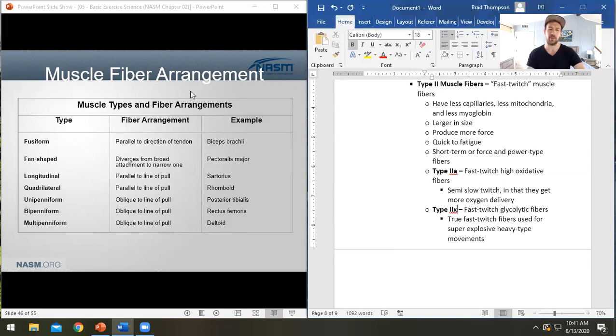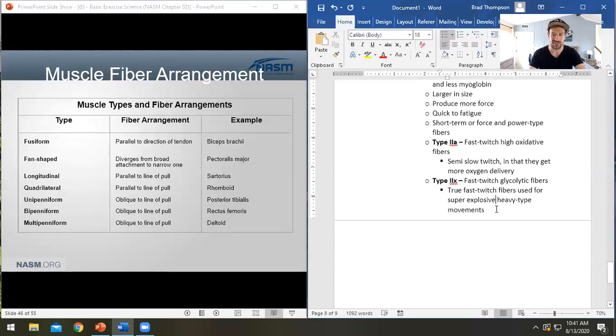These are your different fiber arrangements. This is something you're never going to see really again. But you've got fan-shaped muscles, like your pec, right? It kind of looks like a fan. You have longitudinal muscles, which are just big long ones, like your sartorius. It runs down your hips, and it's the longest muscle in your body.